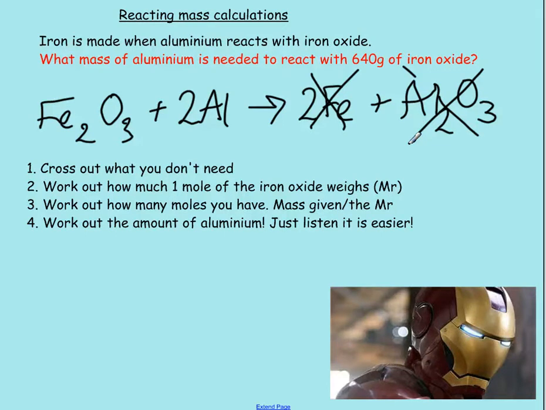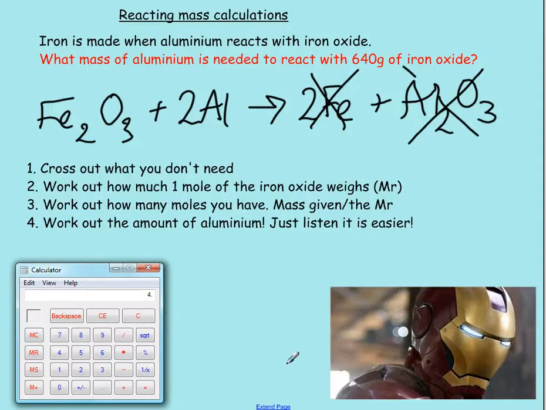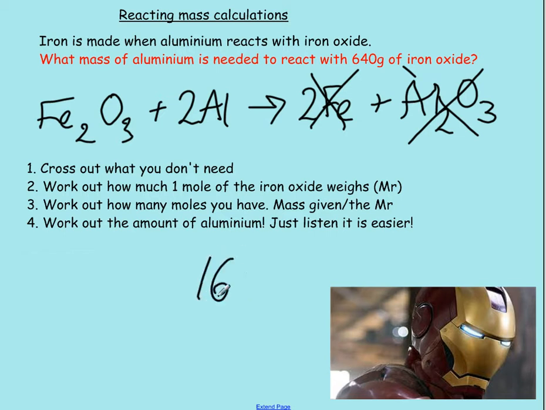Next bit, work out how much 1 mole of the iron oxide weighs. So that's just looking up on the periodic table. If I look up on the periodic table, I've got iron, top number 56. There's 2 of those, 56 add 56. And I've got 3 oxygens, that's top number 16, 1, 2, 3, equals. So the MR of iron oxide is 160 grams.